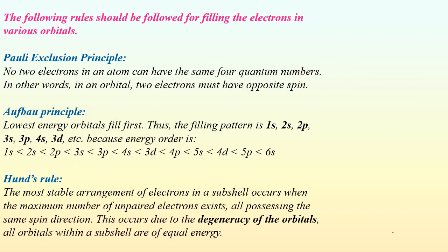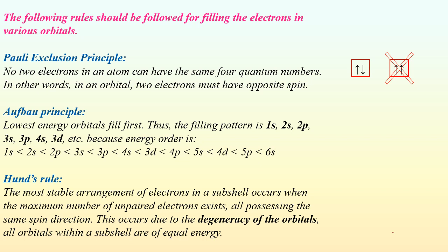For writing electronic configuration, we have to follow these rules. First is the Pauli exclusion principle. The Pauli exclusion principle says no two electrons in any atom can have the same four quantum numbers. In other words, in any orbital, two electrons must have opposite spin. Now, here we have two orbitals. So, which one is stable? The first one. The second one is not favorable.